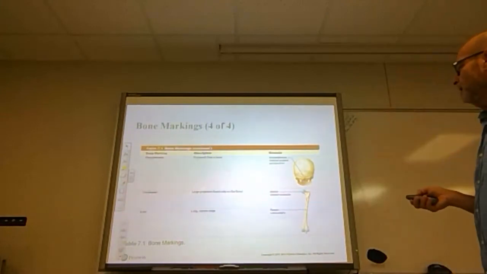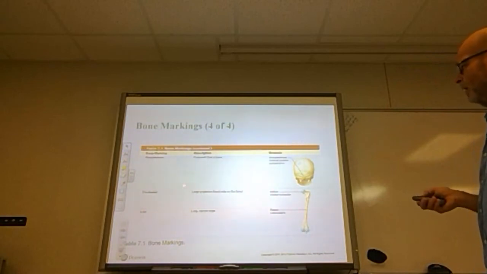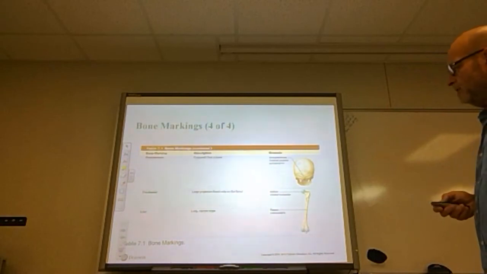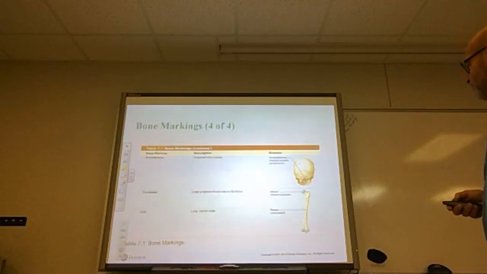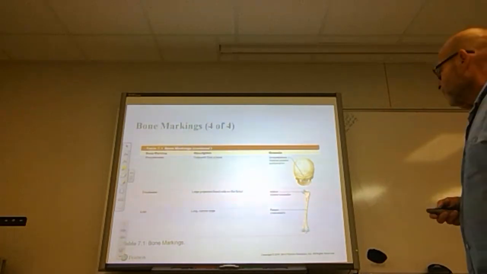A trochanter is a large projection. Another test question: where is the only place trochanters are found? They are found on the femur. You have a greater trochanter here, and then down here there is a lesser trochanter.